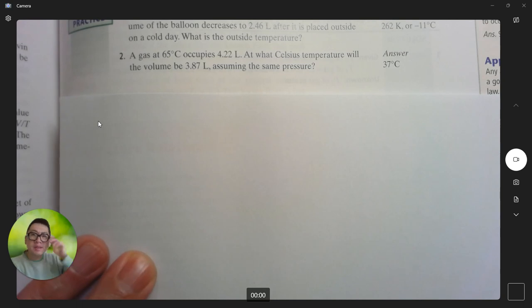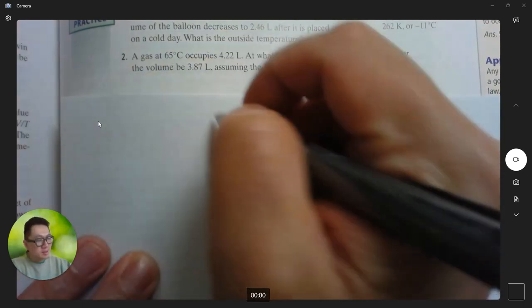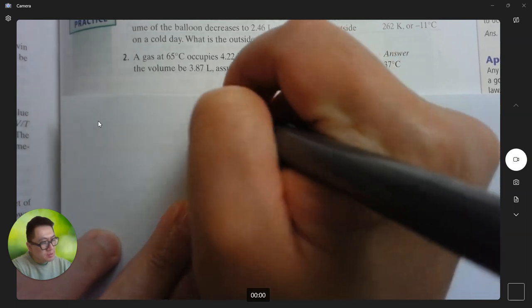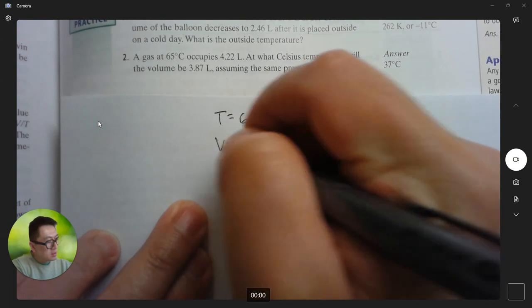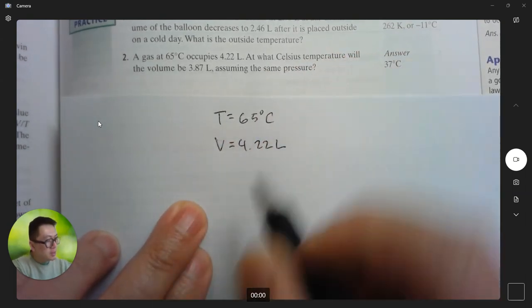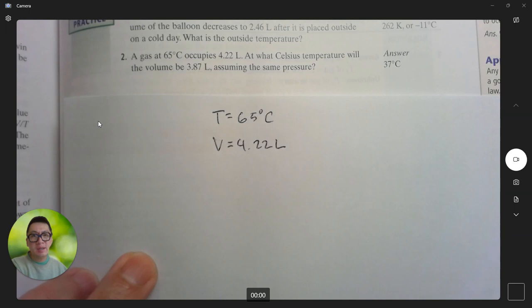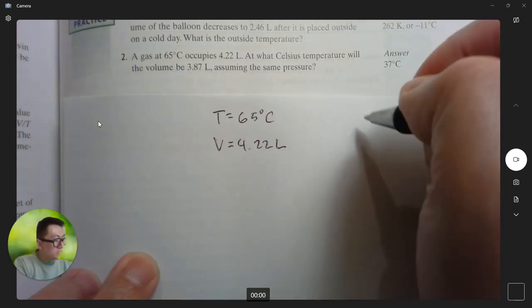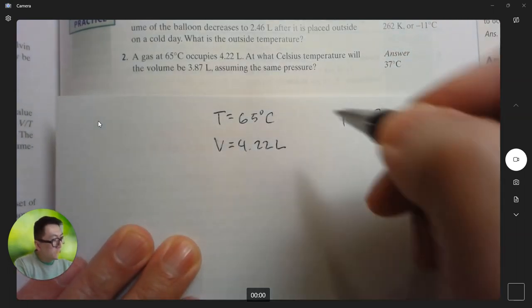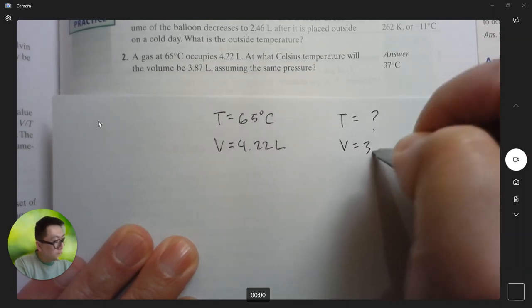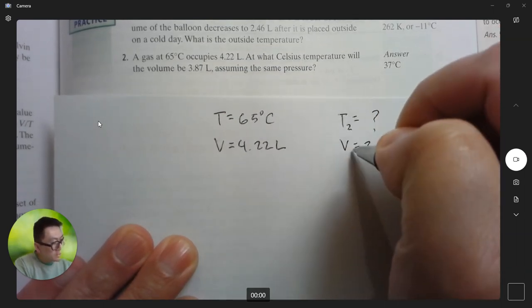It says a gas at 65 degrees Celsius, so the temperature is 65 degrees Celsius, occupies 4.22 liters. I wrote V equals 4.22 liters. How do I know it's a volume? Because it says liters. And how do I know 65 C is a temperature? Because it says Celsius, and it also says temperature. The question is, at what temperature in Celsius will the volume be 3.87?